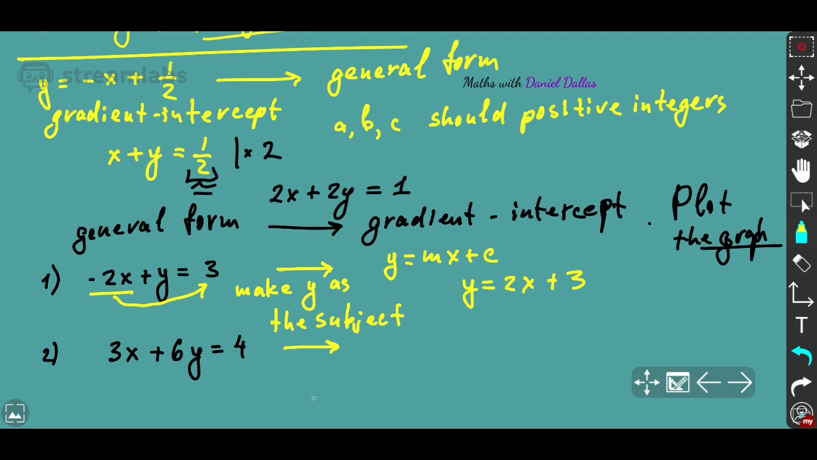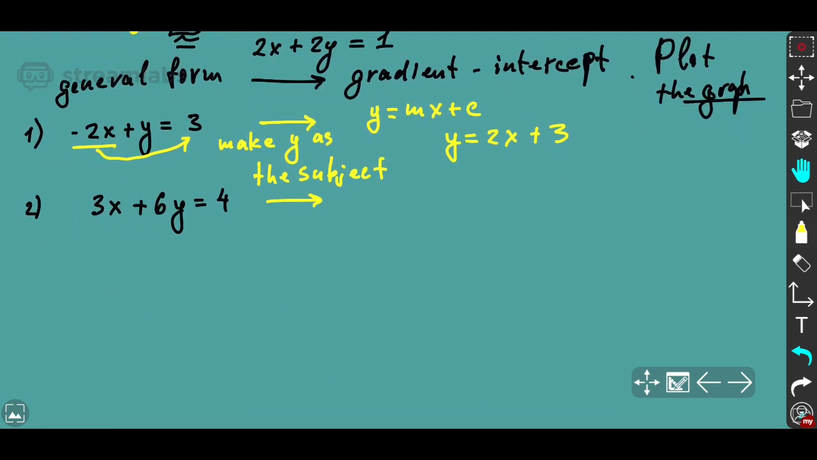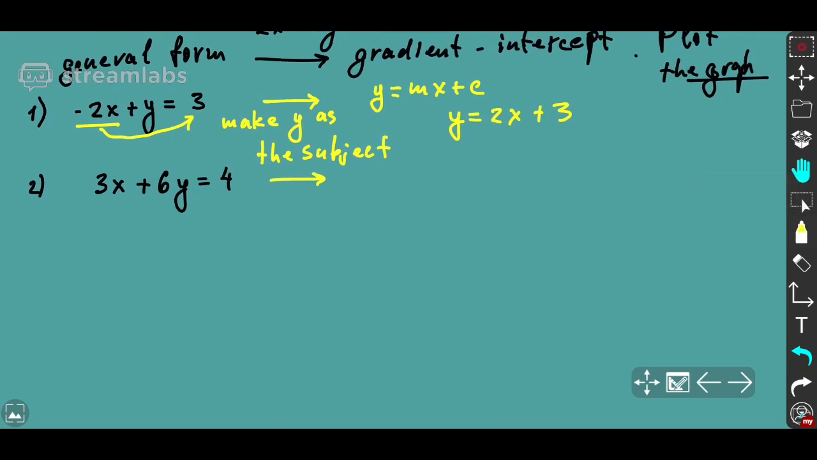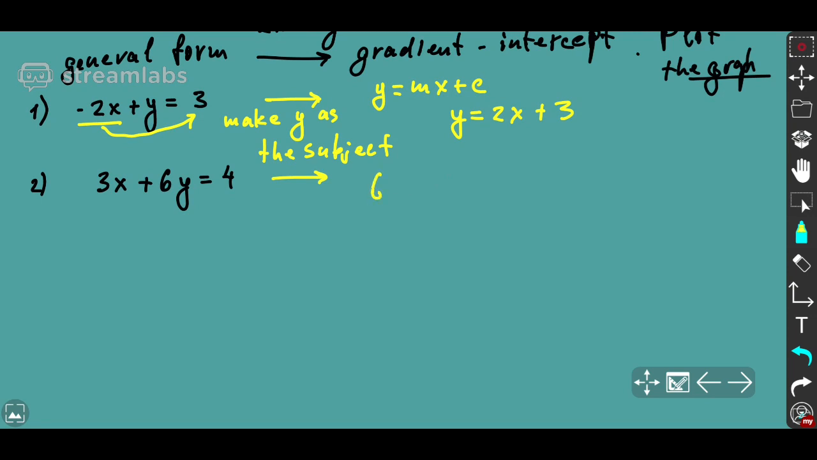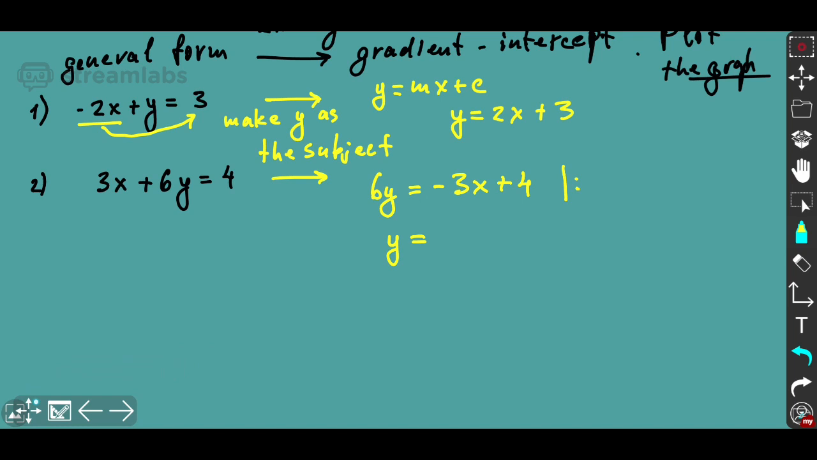But for the second one, it's a bit tricky, because here you have 3x and 6y. So first, logically, you need to express 6y. Let's try to express 6y first, equals 4 and negative 3x, because you need to change the sign. And now, finally, you need to express y, so make y the subject. So how to do this? You cannot transfer, because between 6 and y you have multiplication, so you need to divide both parts by 6, right?